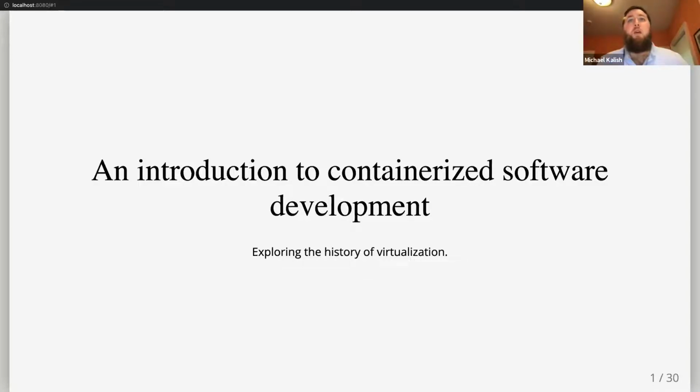Alrighty, yep. So my name is Michael Kalish. And yeah, we're going to be talking about an introduction to containerized software today. We're going to be exploring the history of virtualization, trying to examine where we came from to see where we ended up today, with Docker being one of the big buzzwords that maybe some of you have heard of. But that technology that's so popular today is built upon 60 years, or 65 years, of work on virtualization technology that spans how computers came to be.